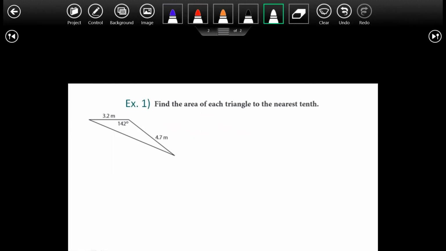So I'm hoping you can see this idea of what we're doing with these. Our equation is going to be area is equal to 1/2 of the included side 1 times the included side 2 times sine of what? The angle. Again, this is all abbreviated. Side 1, side 2 are the included angle sides.